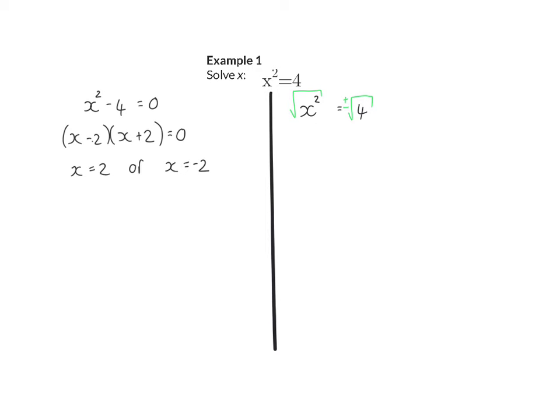So when we now take the square root on the left, we are left with x. And on the right, the square root of 4 can be plus or minus 2, which gives us the same answer as we had with the first method.